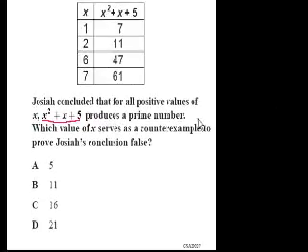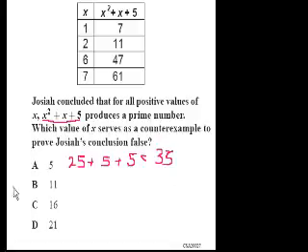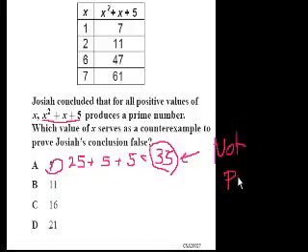So a counterexample: he says that whenever I put any positive number here, I get a prime number here, right? And we have to say which one proves him false. So if you put 5 there, what is 5 squared is 25 plus 5 plus 5. And what is that equal to? That's equal to 35. So that's a counterexample right there. If x is equal to 5, I produce 35, which is not a prime number. Not prime. Right? So clearly his conclusion was incorrect.